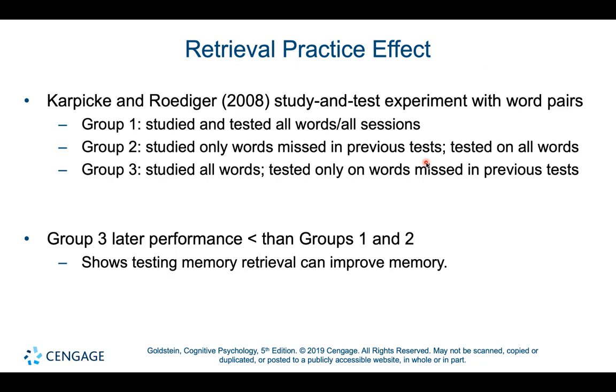Another interesting effect on encoding information is called the retrieval practice effect. You'll often see this called the testing effect as well. I actually prefer that name for it because I think it makes it a little more obvious how it can help you in your real life.